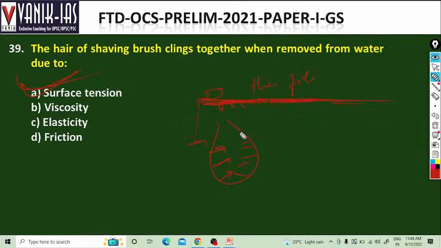That's because of the contraction, the attraction between the water molecules. So when a shaving brush is removed from water, all the water molecules attract each other because of surface tension, and the brush clings together, right? That is because of surface tension. Water drops are spherical because of surface tension. A leaf floating on the surface of water is because of surface tension.